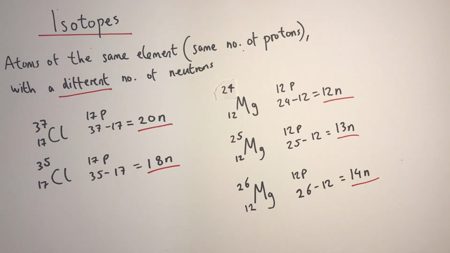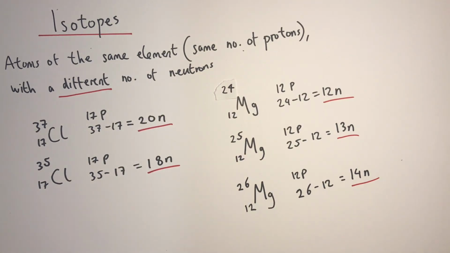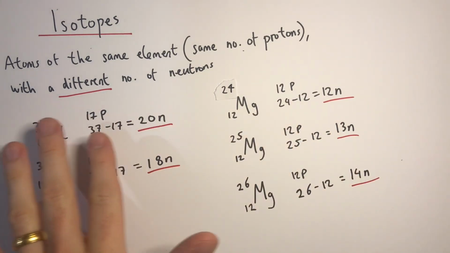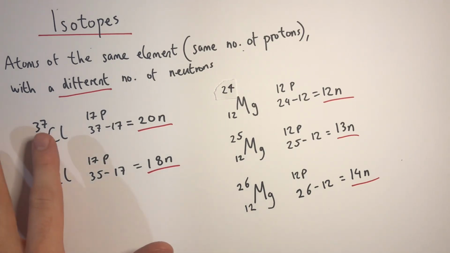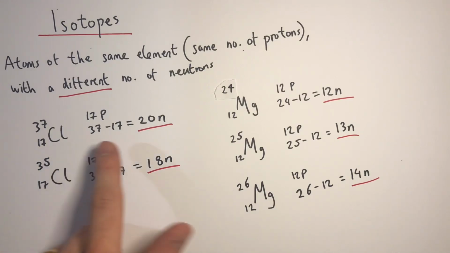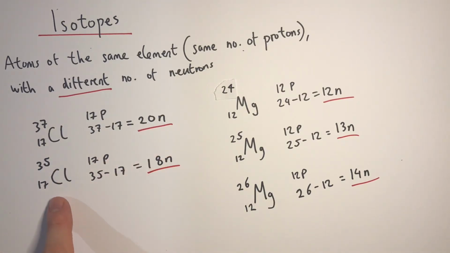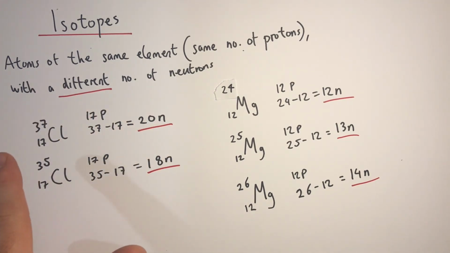Okay, so isotopes, atoms of the same element. So by the same element, by definition, that means they've got the same number of protons, okay? But they've got a different number of neutrons. So two examples would be the chlorine example, chlorine 35 and chlorine 37. They both got 17 protons, but as you can see here, chlorine 37's got 20 neutrons, chlorine 35 has got 18 neutrons. So different number of neutrons, therefore they are isotopes of each other.